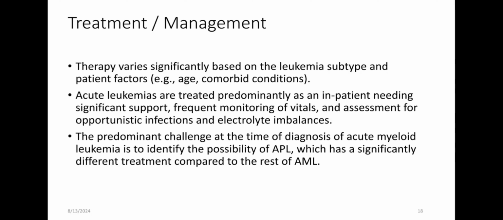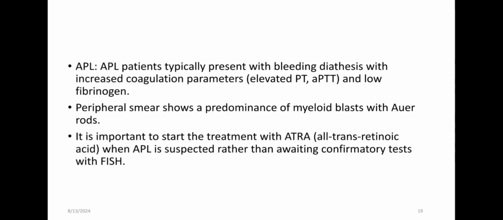The predominant challenge at the time of diagnosis of acute myeloid leukemia is to identify the possibility of APL, which has a significantly different treatment compared to the rest of acute myelogenous leukemia. APL patients typically present with bleeding diathesis with increased coagulation parameters and low fibrinogen. Peripheral smear shows a predominance of myeloid blasts with rods. It's important to start the treatment with ATRA, which is all-trans-retinoic acid, when APL is suspected, instead of waiting for confirmatory tests.